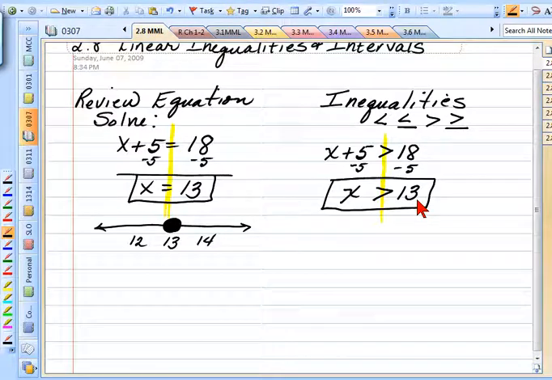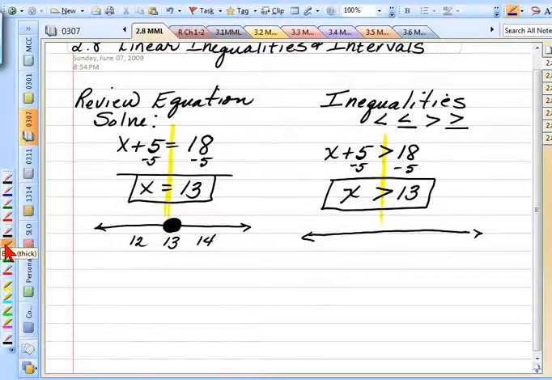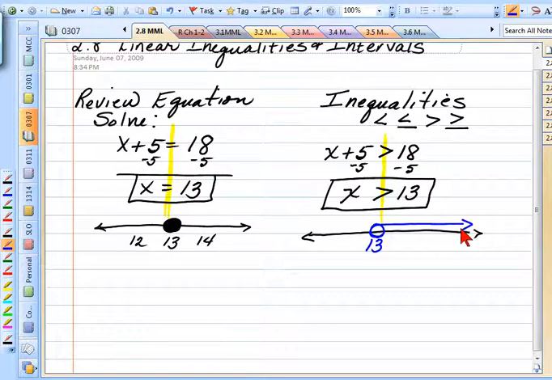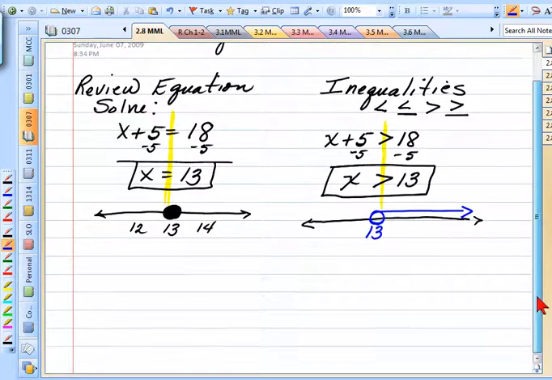Now, since there are an infinite number of answers, it is somewhat useful to graph the answer set on a number line. So I'm going to graph it in blue. I'm going to locate 13, and I'm going to do this once, and then I'm going to show you a new way to do it. 13, everything to the right. Now, why did I put a hole at 13? It's kind of the boundary of the answers, isn't it? X is anything bigger than the number 13.